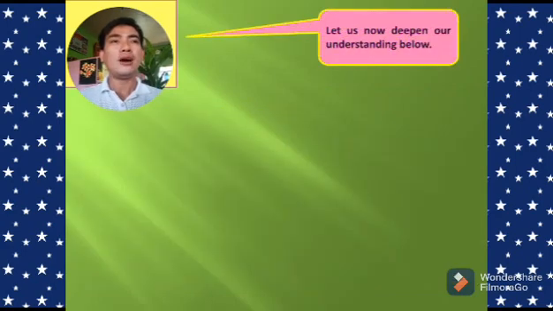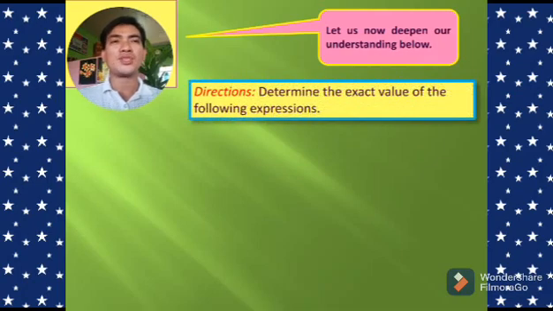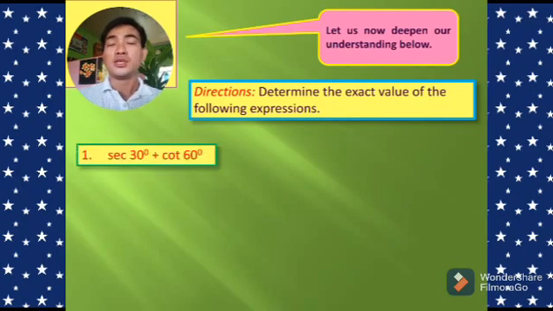Okay, let us now deepen our understanding below. With the directions, determine the exact value of the following expression. Okay, so we have number 1. Secant 30 degrees plus cotangent 60 degrees. Remember, based from our table, make use of the table. What is secant 30 and cotangent 60?